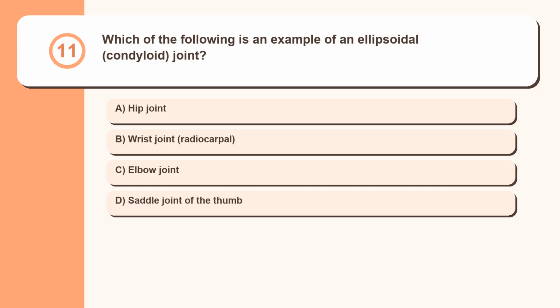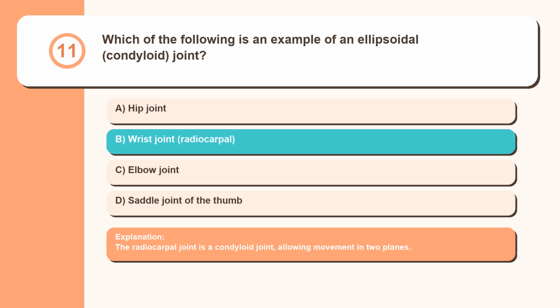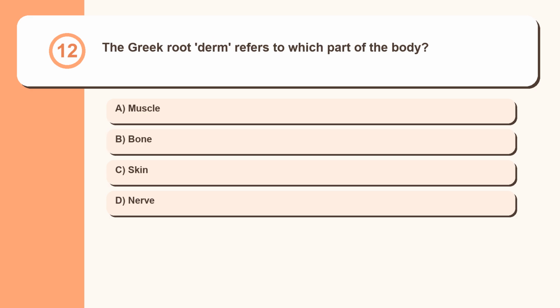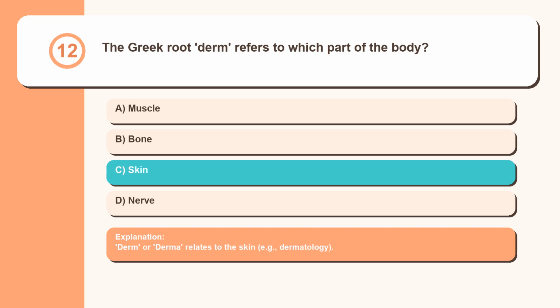Question 11. Which of the following is an example of an ellipsoidal, condyloid, joint? Hip joint, wrist joint, radiocarpal, elbow joint, saddle joint of the thumb. The radiocarpal joint is a condyloid joint, allowing movement in two planes. Question 12. The Greek root derm refers to which part of the body? Muscle, bone, skin, nerve. Derm or derma relates to the skin, example dermatology.